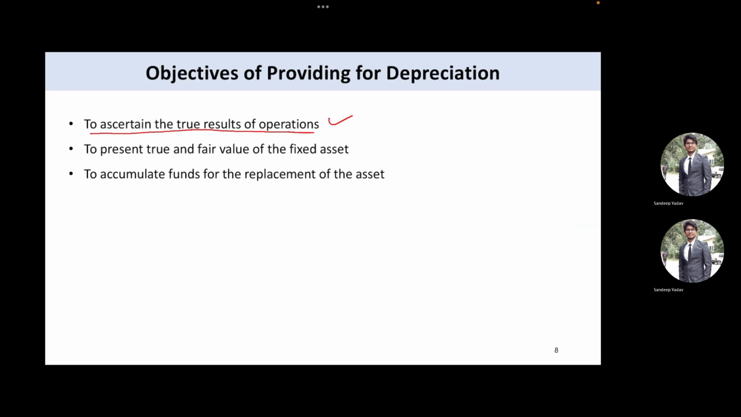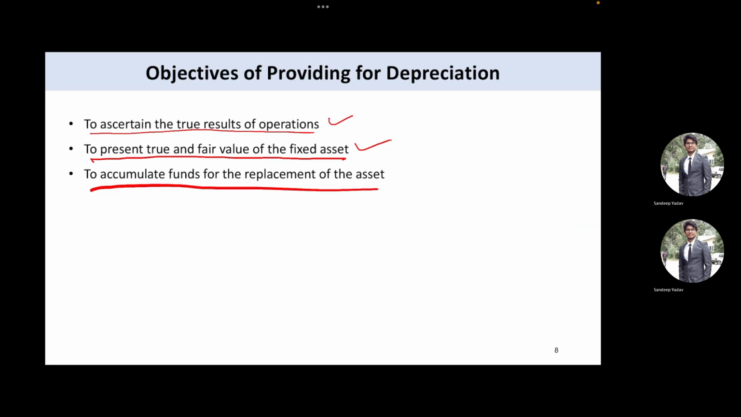So that's why providing depreciation is necessary to present true and fair values of the fixed asset and to accumulate funds for the replacement of the asset. If we do not bring in depreciation, then we have to pay more taxes and it will not get us enough money to replace the asset.